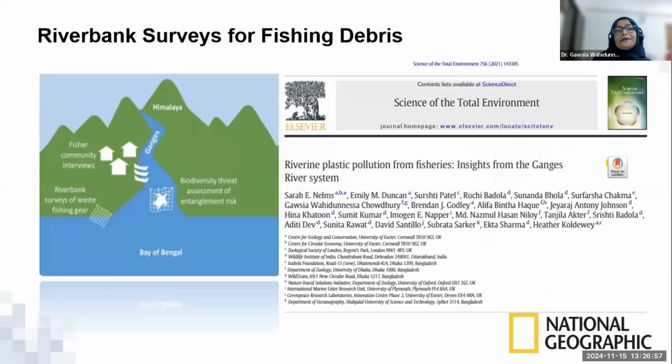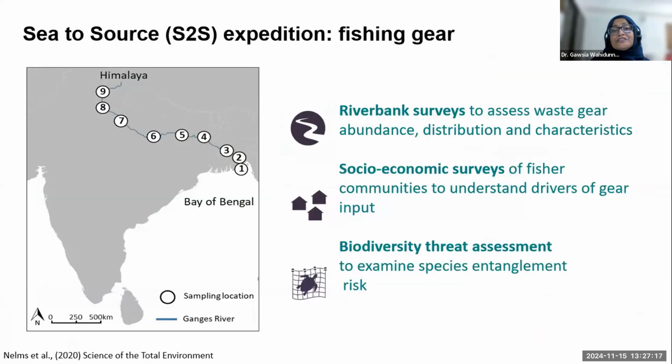We also did a riverbank survey for identifying fishing debris, and at the end of the survey, we identified fisheries as a major source of river plastic pollution. And these slides will show you the insights from the Ganges. We arranged a riverbank survey, and we arranged socioeconomic surveys of fisher communities to understand the drivers of gear input, and also we arranged a secondary literature review to assess the biodiversity threat.